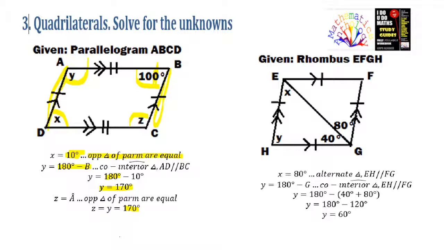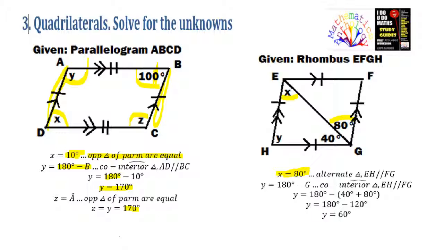So we're given rhombus EFGH. We need to solve for x here. x is equal to 80 degrees, and this I got because of alternate angles. So x and 80 are here. These are alternate. Alternate angles are equal. The lines that are parallel are EH and FG.